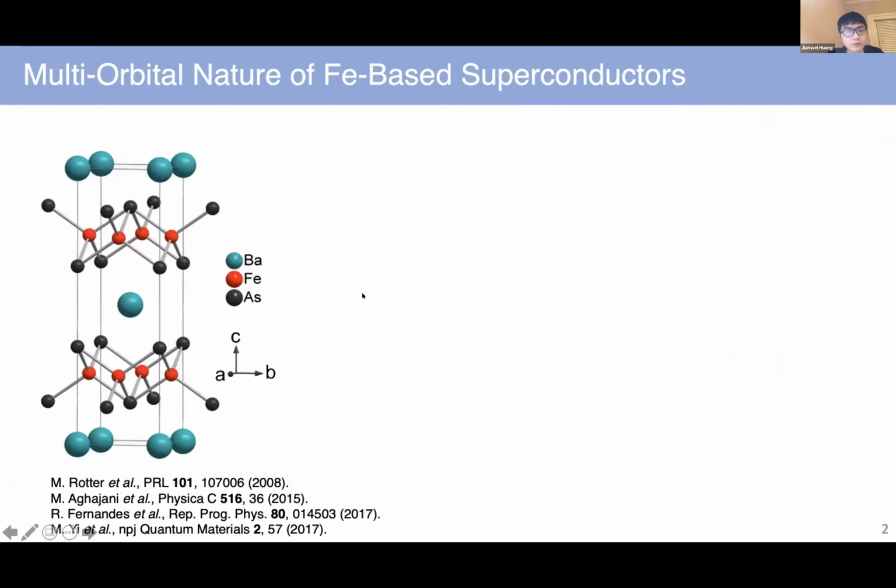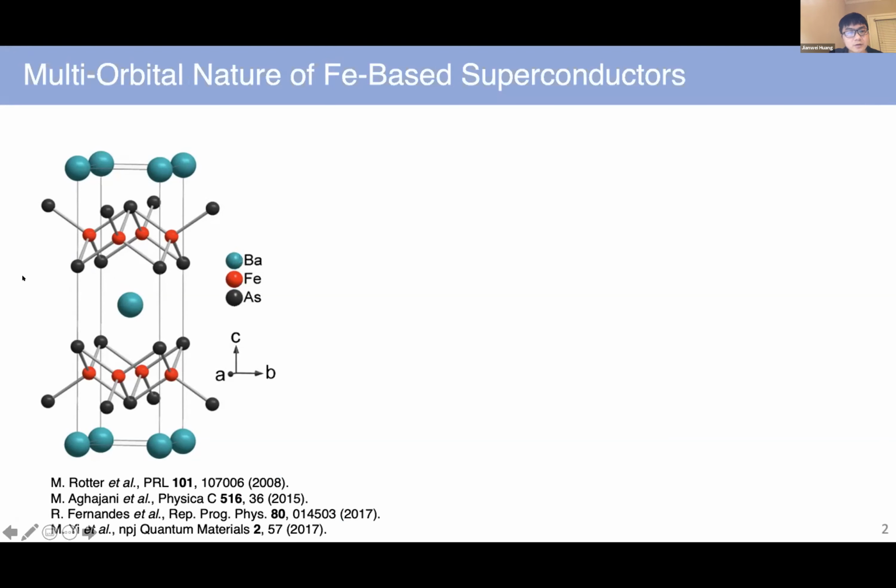So first, I will quickly recall the basic properties of the iron-based superconductors. Here I'm showing the polyhedral tetrahedral crystal structure of the archetype iron-based superconductor, barium iron arsenide.